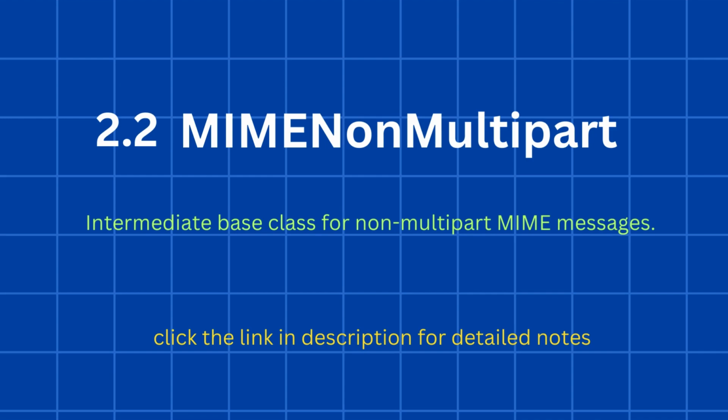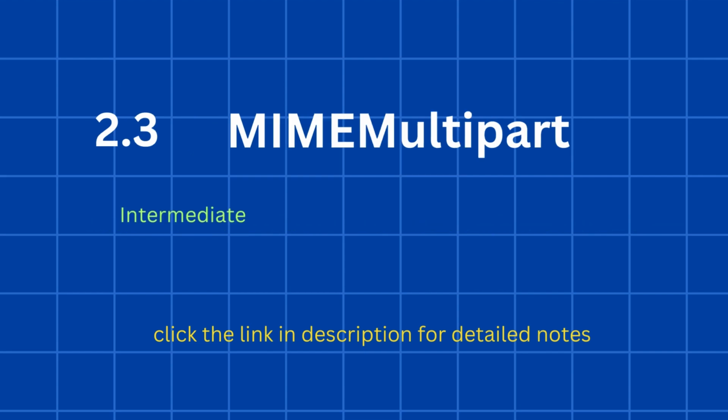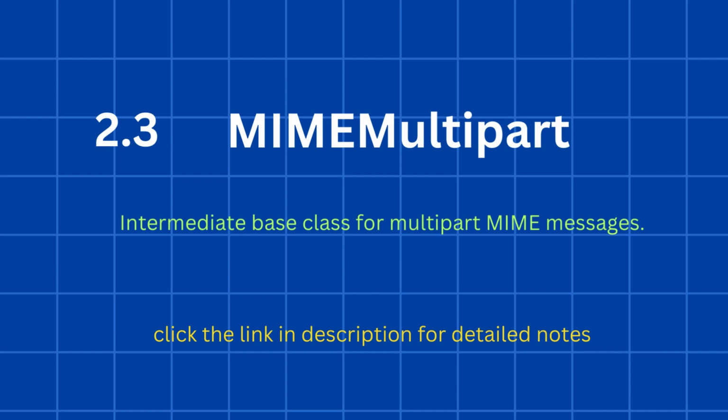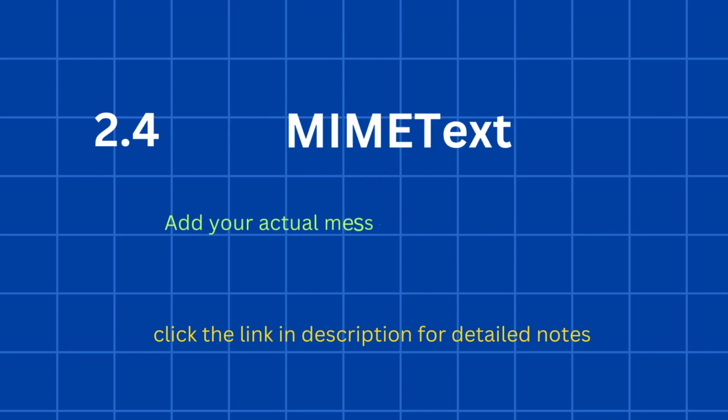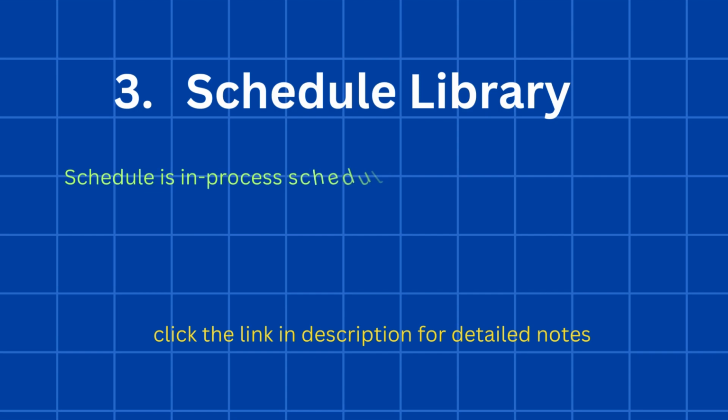Next is MIMENonMultipart. It is an intermediate class for non-multipart MIME messages. It's handy when you are dealing with a single part of an email. The next is MIMEMultipart. It is another intermediate class, but for multipart MIME messages. It is useful when you need to handle attachments, images, and more. And the last one is MIMEText. It is specifically for creating text-based MIME objects. You can set your actual message and specify a character set.